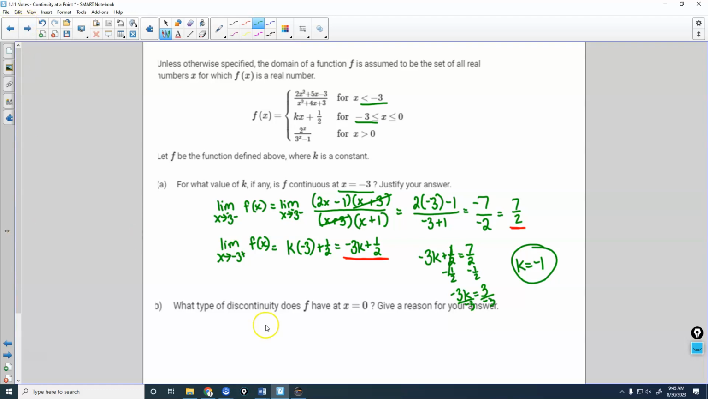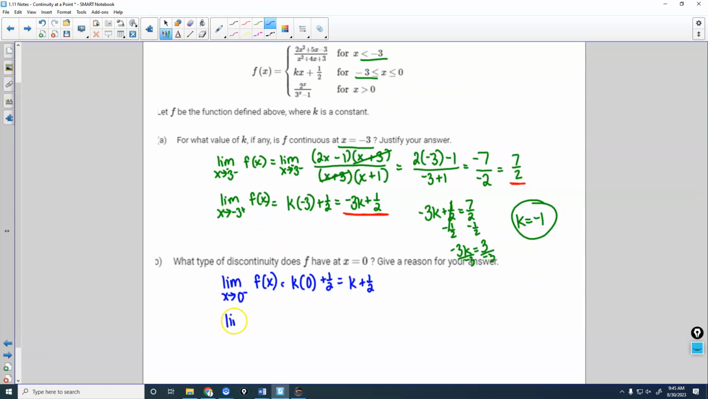Okay. For B, it says, what type of discontinuity does f have at x equals 0? Give a reason for your answer. So, in this case, I would have the limit as x approaches 0 from the left of f of x. Now, it doesn't tell you to use the negative 1 that you found in the last part, so we still got to use a k. We got k times 0 plus 1/2. So we got k plus 1/2. So from the left, I'm going to get k plus 1/2.